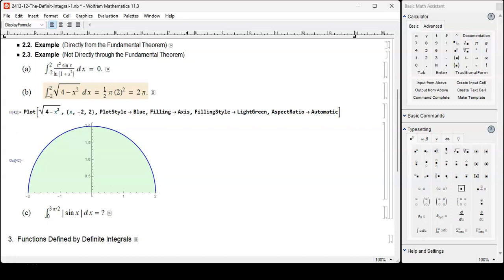Is there any analytical way to calculate this? Yes, there is, but that's something we are going to do in calculus 2. Here, let's just focus upon the geometry. This is a semicircle, a half circle, centered at the origin with radius 2. So the area inside the semicircle is half of pi r squared.